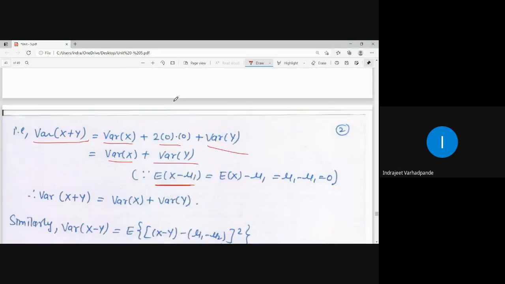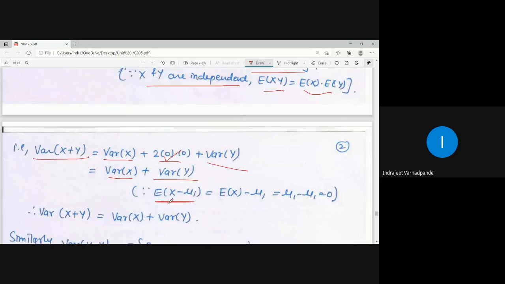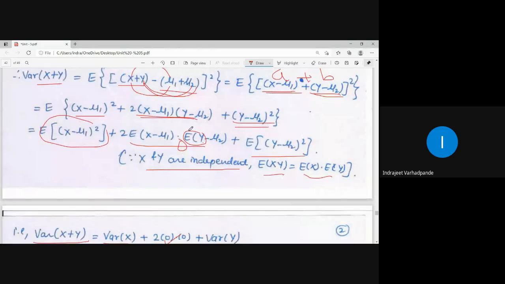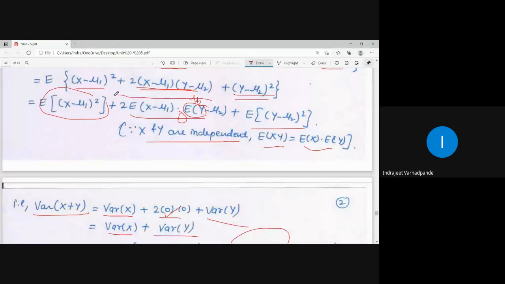How to get it? Why is this value 0? This value is 0 because expectation of x minus mu1 is expectation of x minus mu1. This is ultimately mu1, and mu1 minus mu1 is 0. Here also it is expectation of y minus mu2. Expectation of y is mu2, and mu2 minus mu2 is 0. So this particular whole bracket is going to be 0.